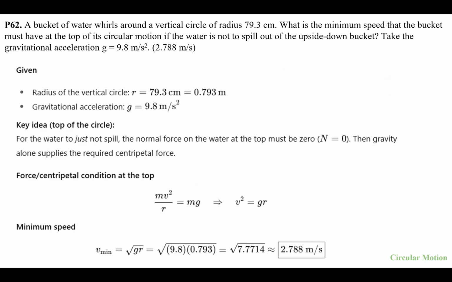And then another circular motion: a bucket of water swings around a vertical circle of radius 7.93 centimeters. What is the minimum speed that the bucket must have at the top of the circular motion if the water is not to spill out of the upside down bucket? Take the gravitational acceleration as g.